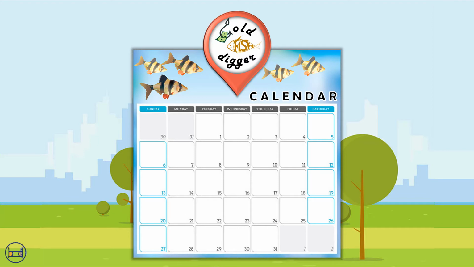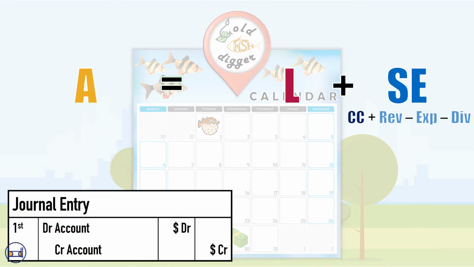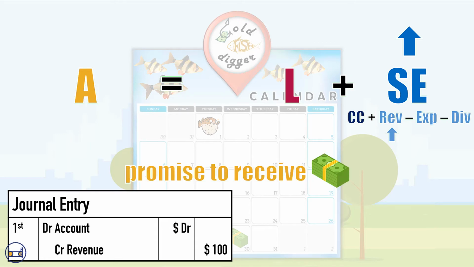Let's say we give the customer her blowfish on the first of the month, and she promises to pay us $100 on the 30th. On the first, we would credit our revenues for $100. What would we debit? We can't debit cash since we haven't received cash yet. Instead, we have received another kind of asset, a promise to receive cash in the future. We call this an accounts receivable.